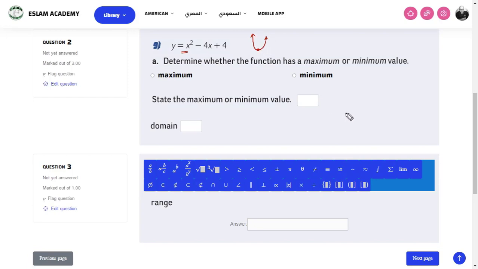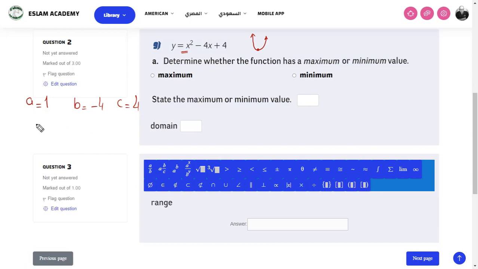To find the minimum value, number one, we need to find the values of a, b, and c. A, which is the coefficient of x power 2, equals 1. And b, the coefficient of x, equals negative 4. C, which is the number, equals 4. And c is representing the y-intercept.